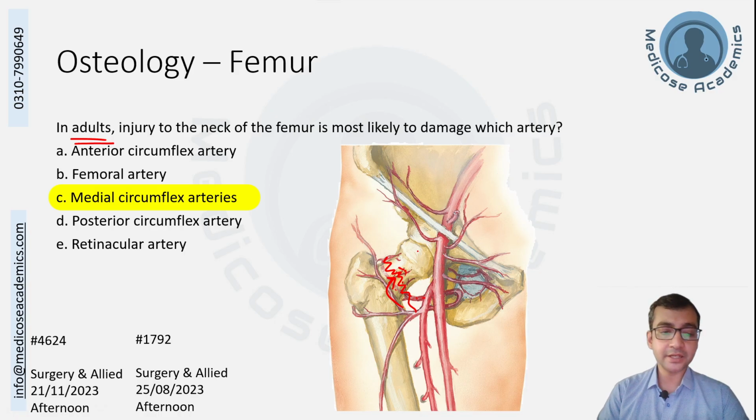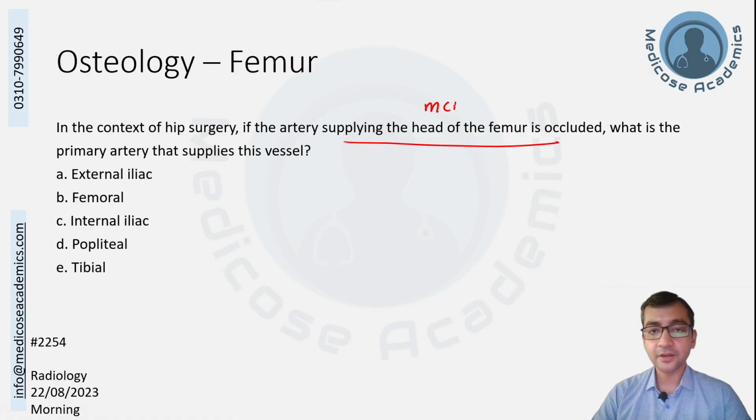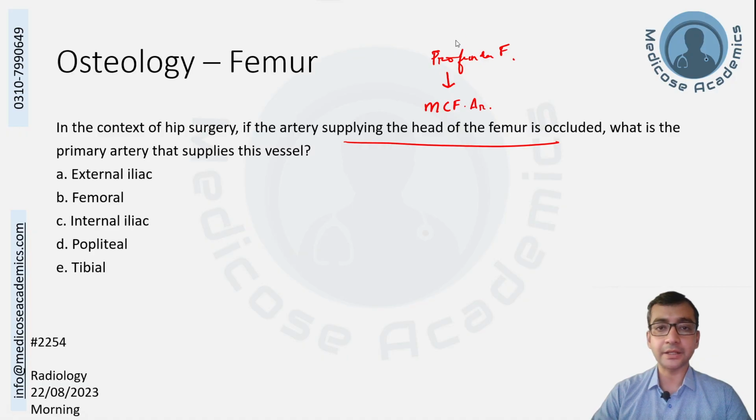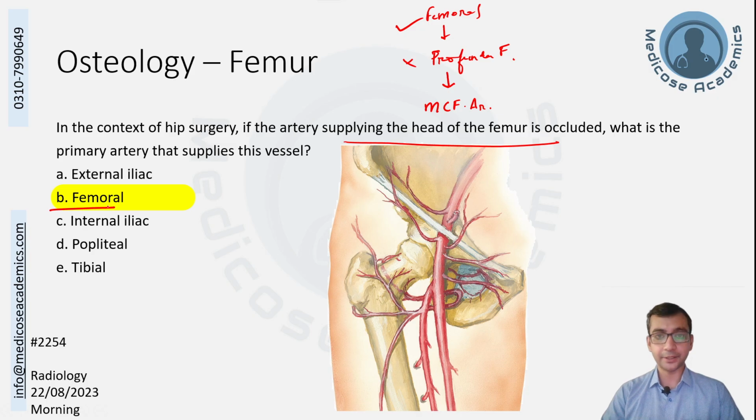So this question can be asked in a variety of ways. For example, in context of hip surgery, if the artery supplying the head of femur is occluded, again we are talking about the medial circumflex femoral artery. What is the primary artery that supplies this vessel? It is itself a branch of profunda femoral artery, and profunda femoral artery is a branch of femoral artery. So let's see what options have we been given. There is no option for profunda femoral artery, so we'll pick out the next best, that is the femoral artery.